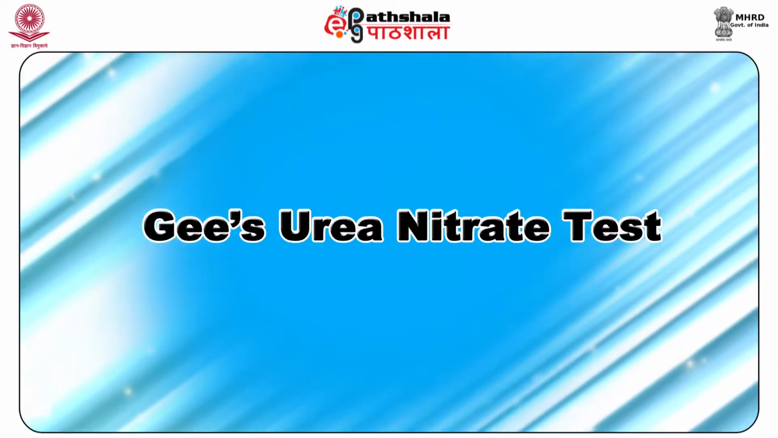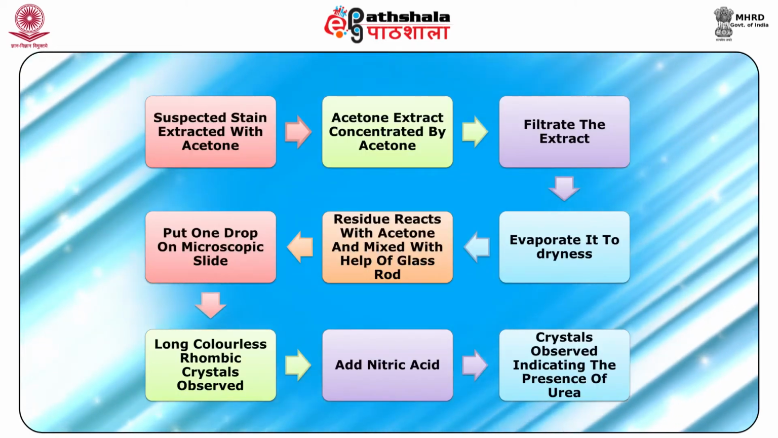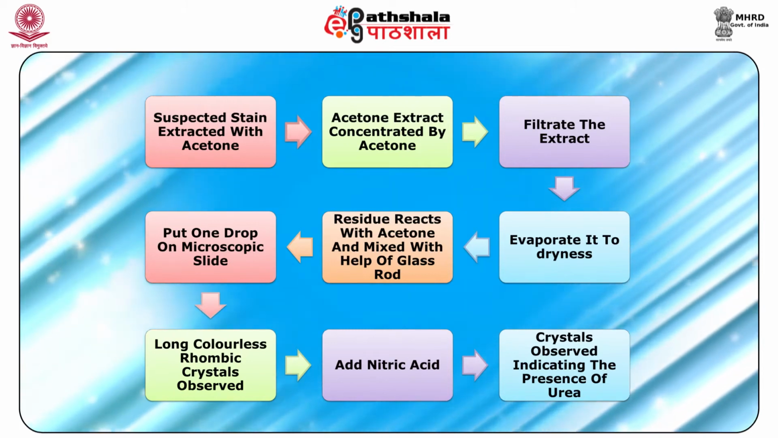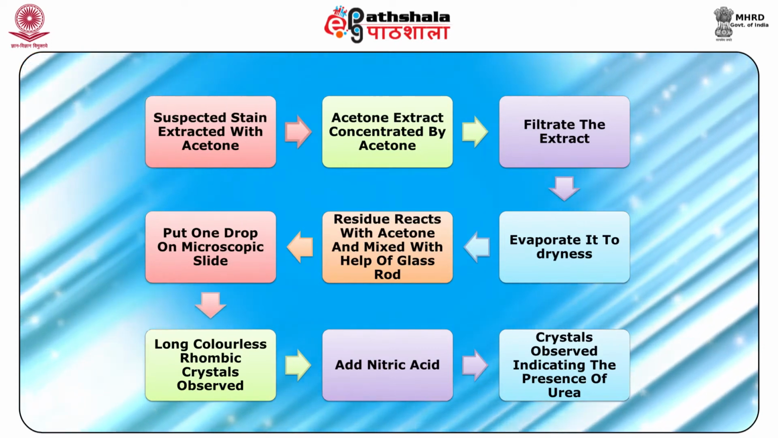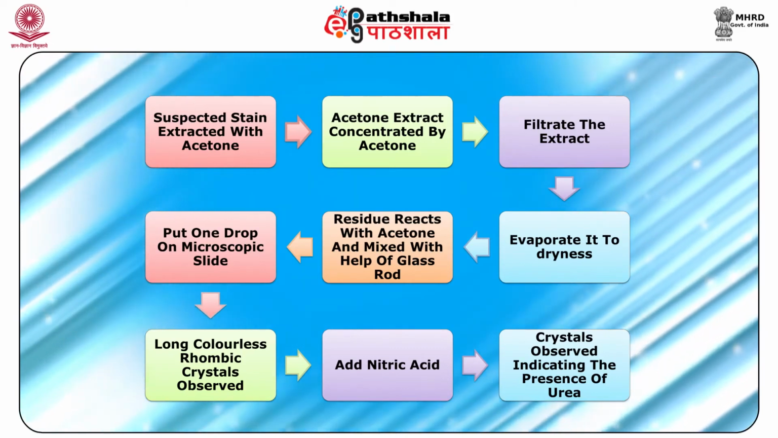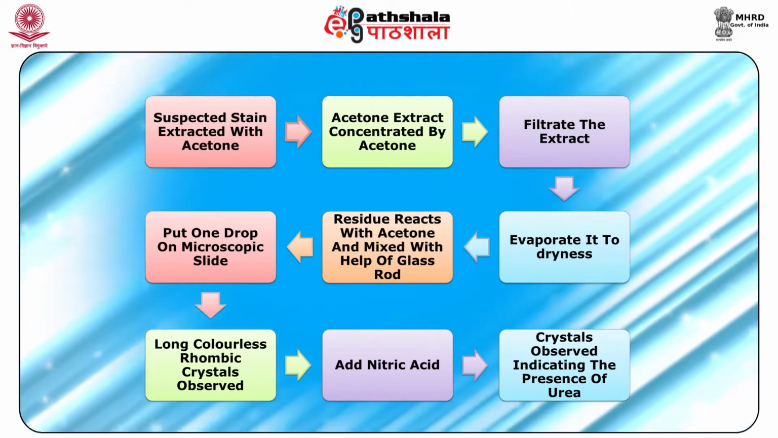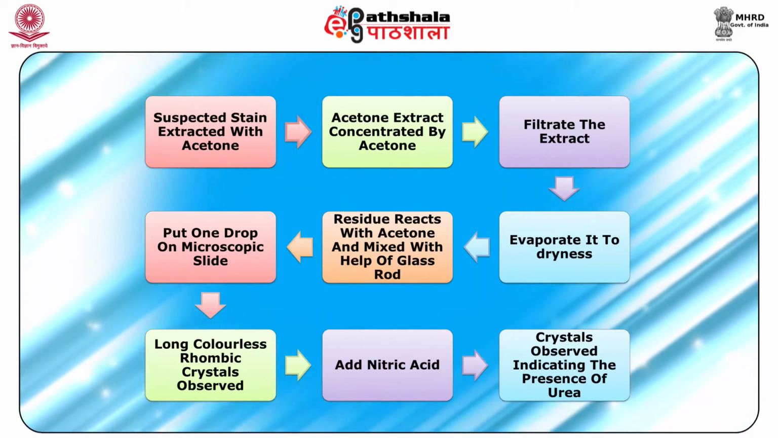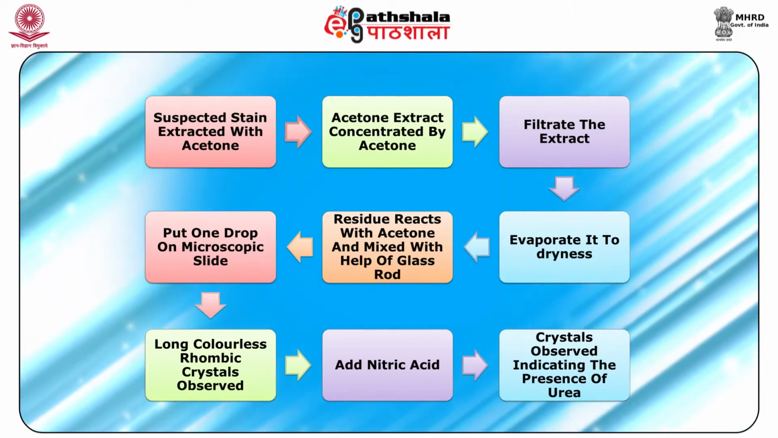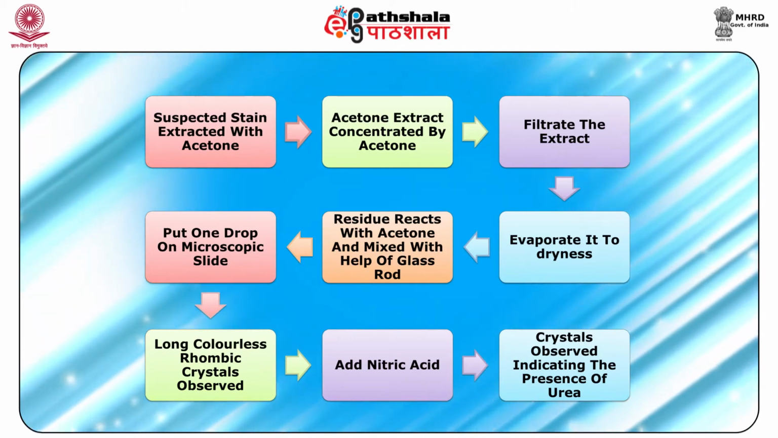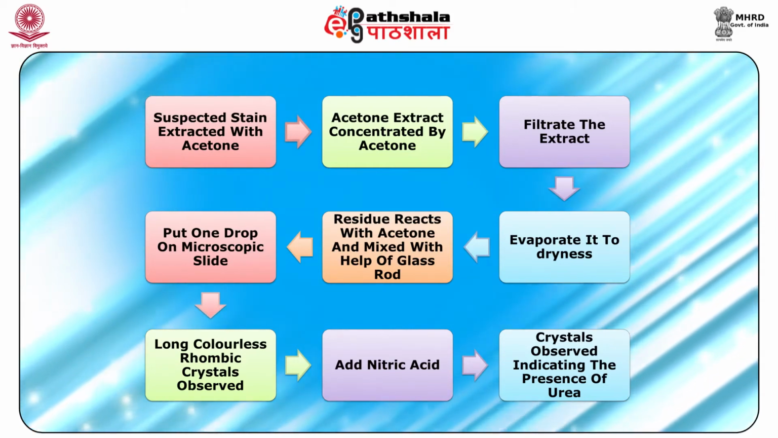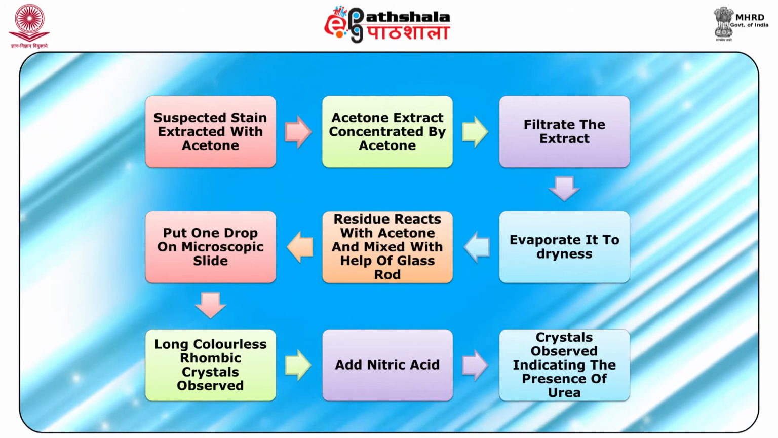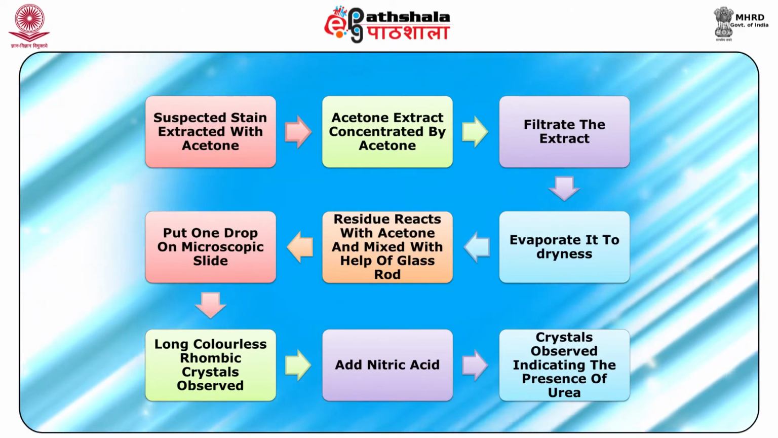Now we will learn about the Guy's urea nitrate test. The suspect stain is extracted with acetone, and the acetone extract is concentrated by evaporation. Filter the concentrated extract and then evaporate it to dryness. The residue is then dissolved in acetone solution and mixed with a glass rod. Take one drop of solution onto a microscope slide and allow it to evaporate. The urea crystals may be observed. The crystals are long, colorless, 4 or 6-sided rhombic crystals. Add nitric acid solution with a glass rod, and the urea nitrate crystals that may be observed indicate the presence of urea.